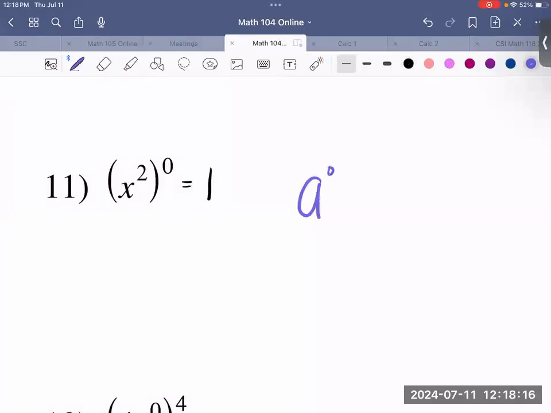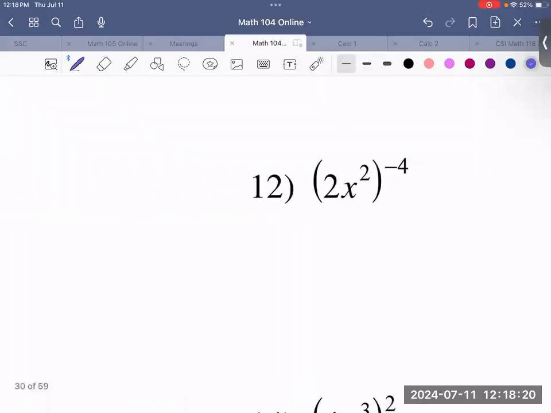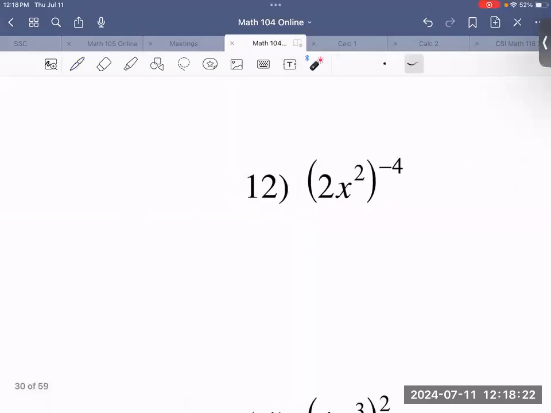So a to the 0 is equal to 1. Now, when we have something like this, instead of going ahead and distributing your negative exponent to your monomial term, monomial meaning one singular term, we don't have any addition and subtraction. Instead, let's tackle this negative exponent and turn it positive.